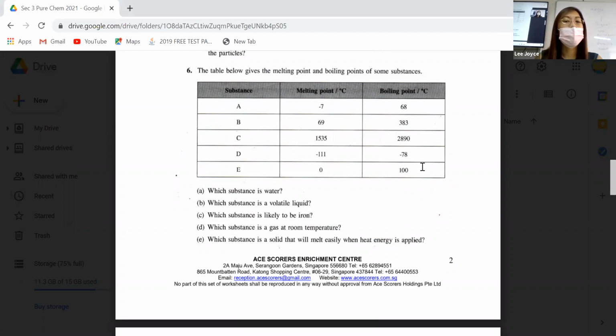Okay, good. Then what about part E? Substance that is a solid that will melt easily when heat is applied. Ethan, what's your answer? Yes, right. This is B, because the melting point is 69, you apply a little bit of heat, it will start to turn into the liquid state.